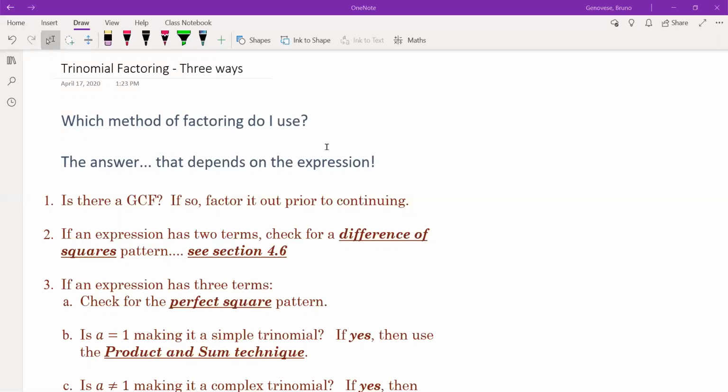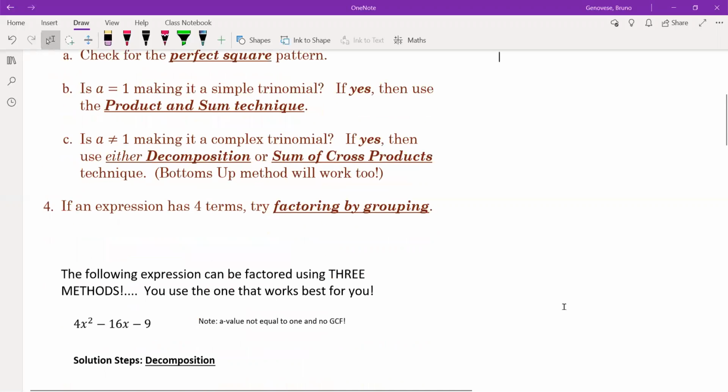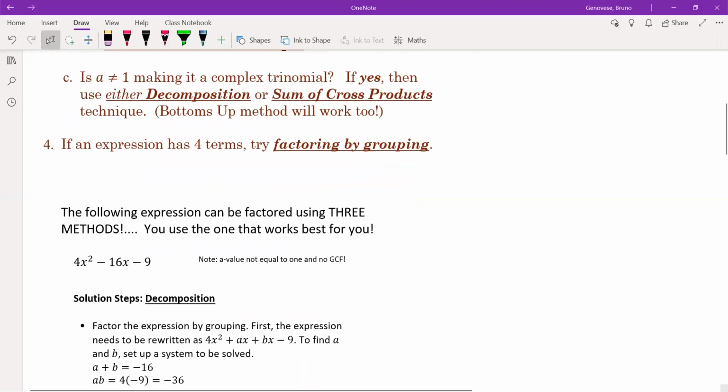And if it doesn't fit that, then is the A value equal to 1, making it a simple trinomial? Then you can use the product and sum technique. If the A value is not equal to 1, then you should consider a couple of other methods: one of them being decomposition, another one sum of cross products. But if you've taken a look at the video I've added to your Google Classroom, the bottoms up method will work as well. I'm going to go through each one of those in a moment.